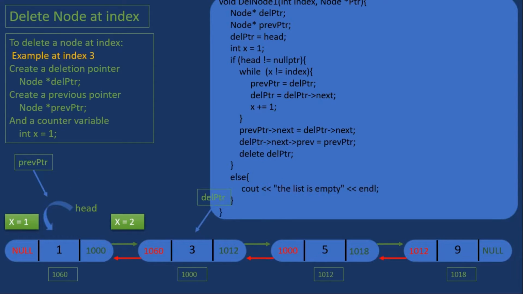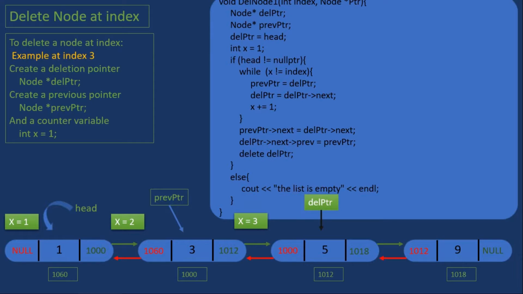The counter is now 2, but the index value we're looking for is 3, so we're still in the while loop, and then we set the prev pointer to point to del ptr and advance the del pointer to point to the next node and increment the counter by 1. Now the counter is equal to 3, and so is the index we're looking for. Currently the prev pointer is pointing to the second node and the del ptr is pointing to the third node, which is the node we want.